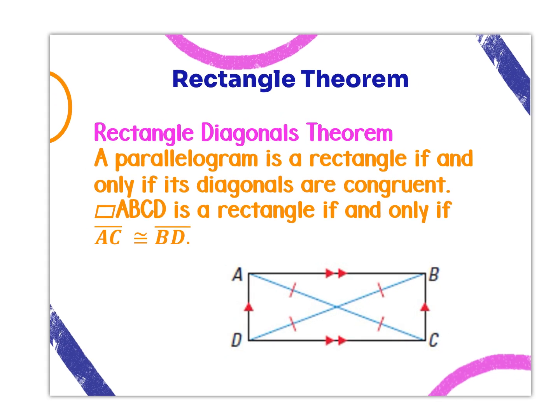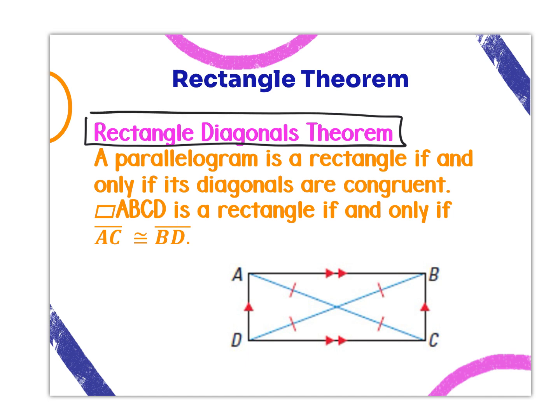Now, rectangle theorems. Well, what's the rectangle theorem? The rectangle diagonals theorem, notice rectangle and the diagonals, says that a parallelogram is a rectangle if and only if its diagonals are congruent. So what's interesting here is the diagonals may or may not cross at 90 degrees, right? Because that's not unique to a rectangle. That's unique to a rhombus. But what you do know is that the diagonals are going to be congruent.